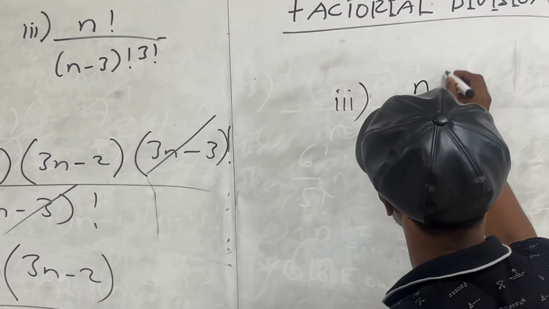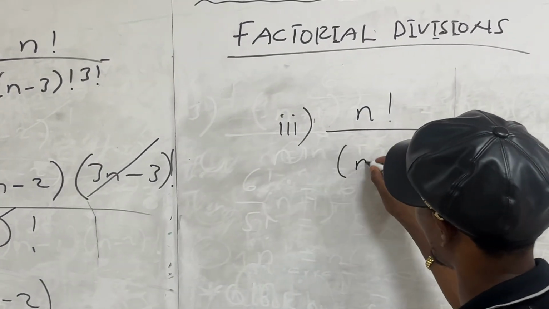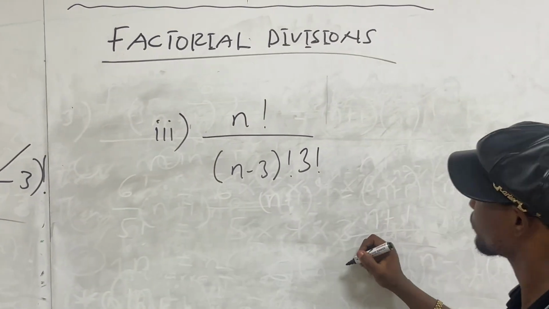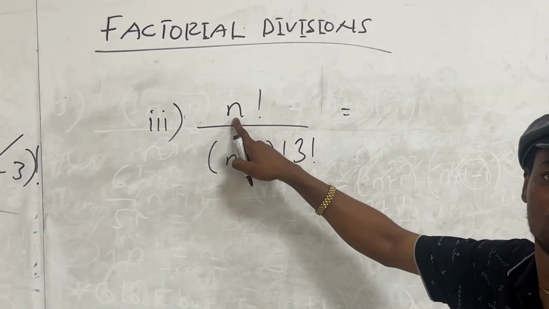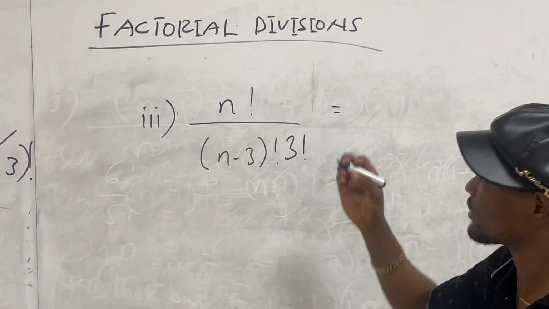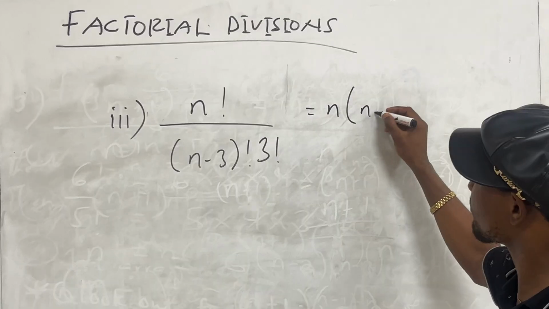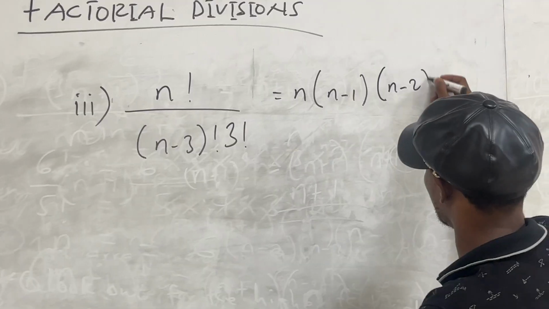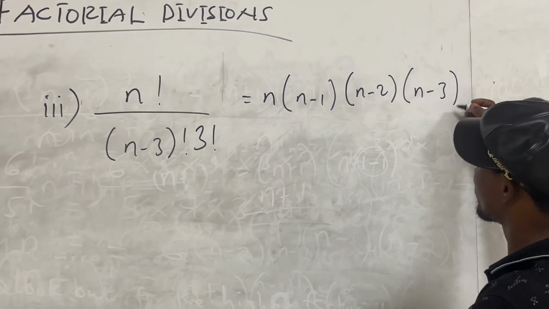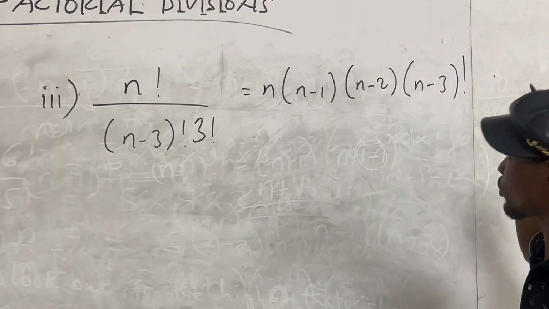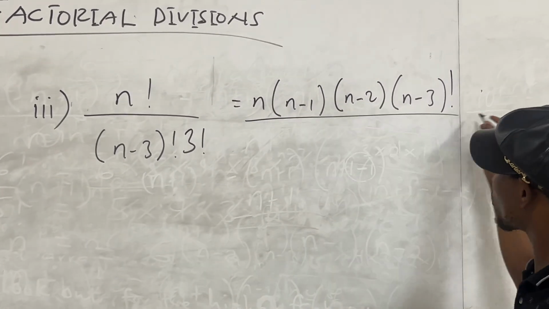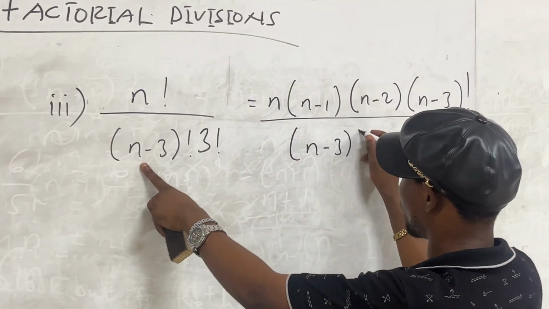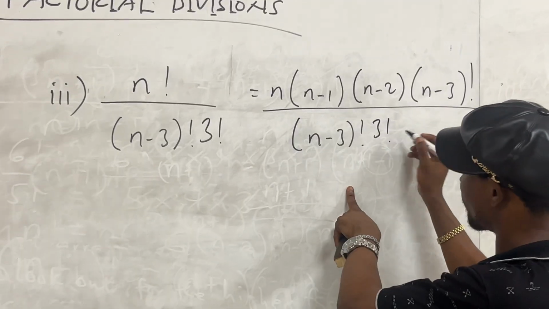factorial division. You have n factorial, all over n minus 3 all factorial times 3 factorial. What do we know about n? We know that n factorial is the same as n, then in brackets n minus 1. I have minus 3 here, right? So I'll move ahead: n minus 2, then n minus 3. Because I want to end here, I'll bring my factorial sign over here. Then all over, what do I know here? I have n minus 3 factorial times 3 factorial.